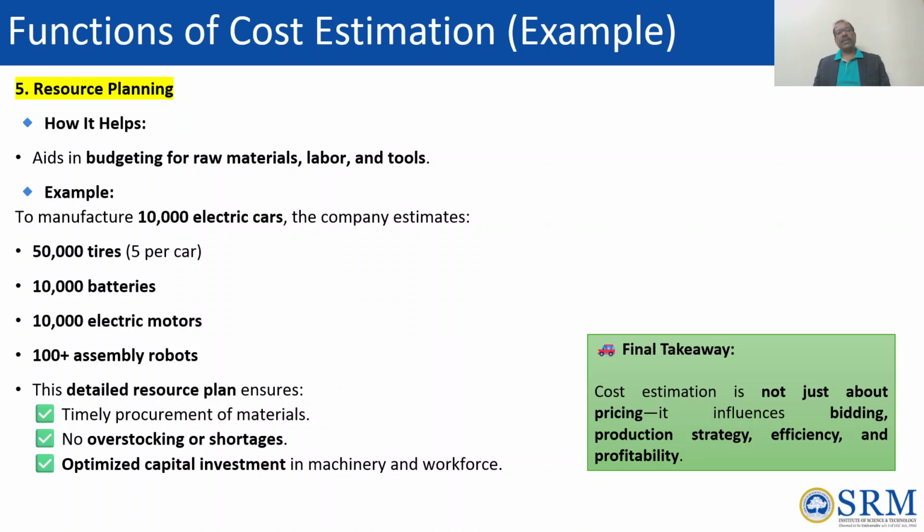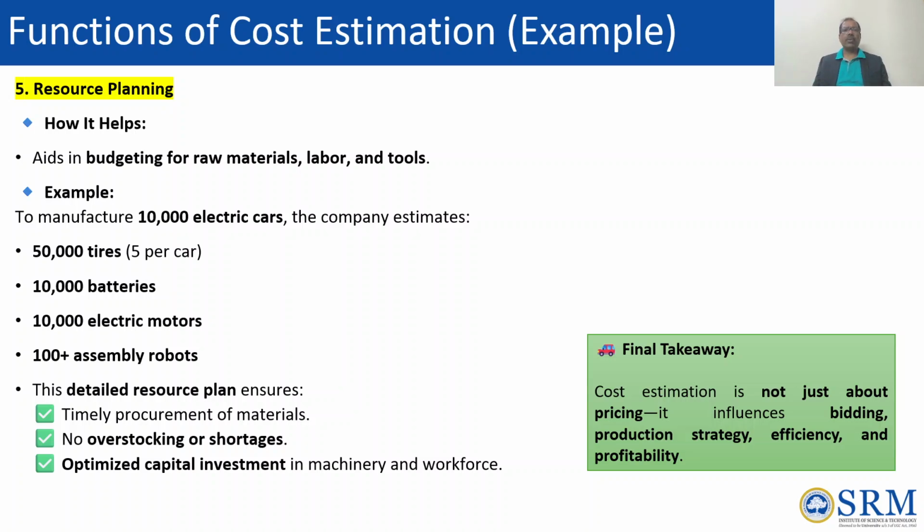For example, to manufacture 10,000 electric cars, what plan do they have? How many tires do they need? For example, one car may have 5 tires, so 5 into 10,000, you will need 50,000 tires. Then similarly, for 10,000 cars, you definitely need 10,000 batteries and 10,000 electric motors. Also consider you have all the sub assemblies, batteries, motors, tires, everything. But you need to do some assembly. How are you going to do that?